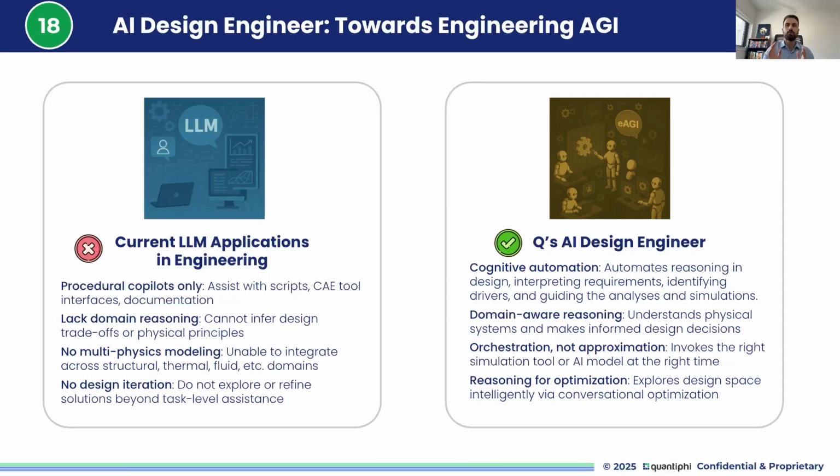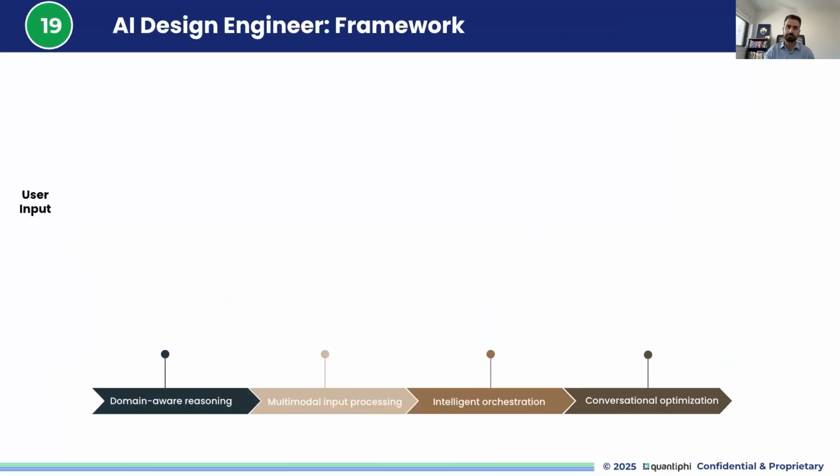Under this theme, we want to achieve and implement three things: domain-aware reasoning, orchestration, and not just approximation, meaning we just don't want to have an AI model that predict things, whereas we want to have some tools that understands and orchestrate across multiple tools and simulations. And of course, we want to have reasoning to be a part of the optimization. We want to see how we can use conversational optimization capabilities of LLMs to optimize engineering workflows.